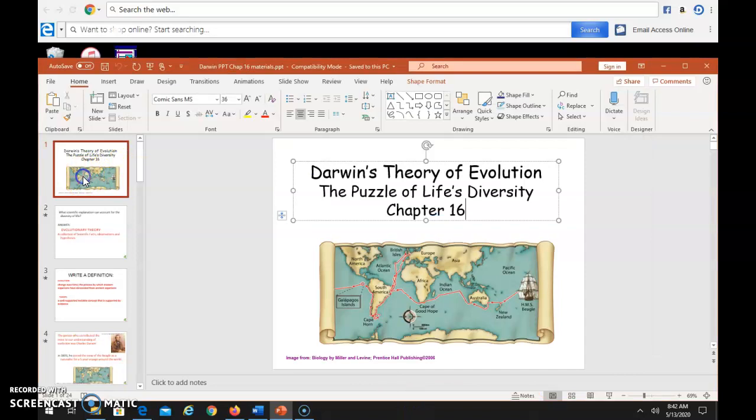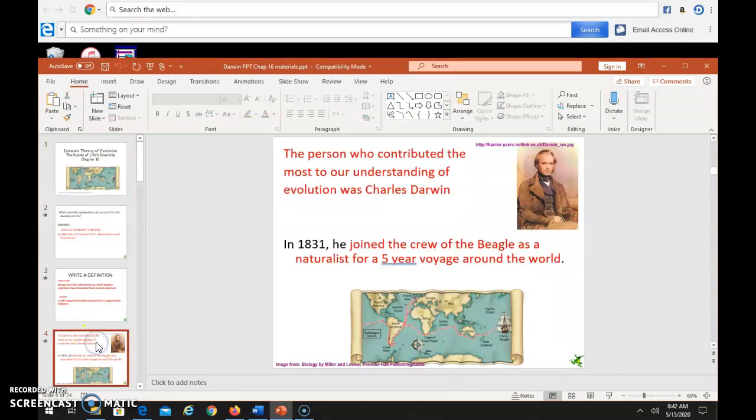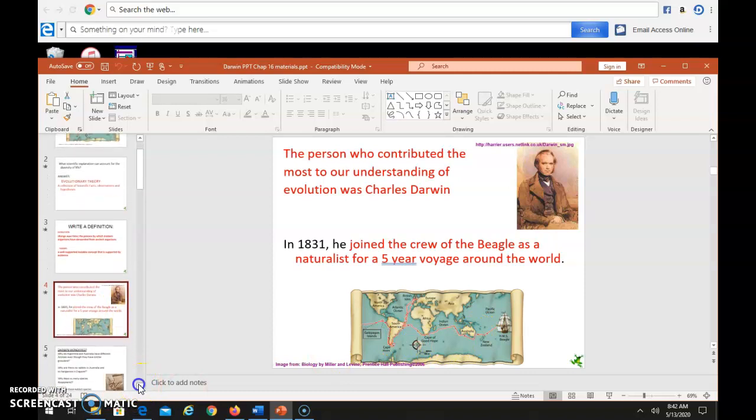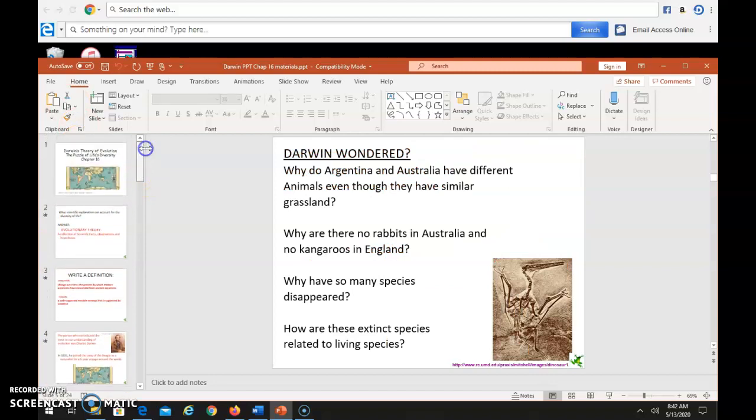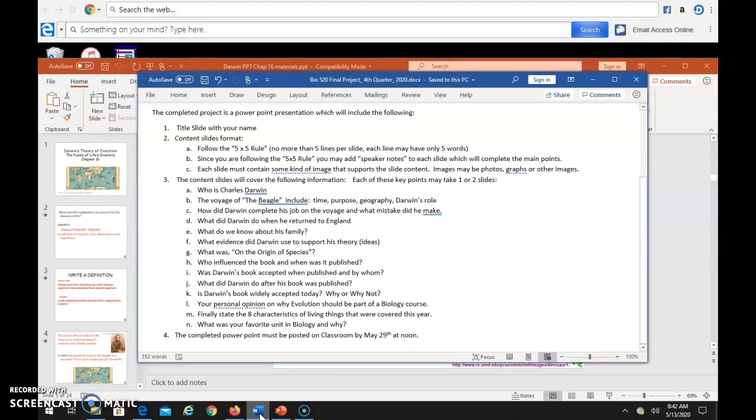So if I go back to my PowerPoint, you'll notice that there are images about who was Charles Darwin. There's a map showing the voyage of the Beagle, and it continues on with different types of images and statements in the PowerPoint. Now, in the PowerPoint, you're going to cover A through N. And it may take 1 slide, it may take 2 slides or more to cover each of these. So you're going to cover who is Charles Darwin, what was the voyage of the Beagle, include when did it occur, what was its purpose, where did they go, and what was Darwin's job on the ship.